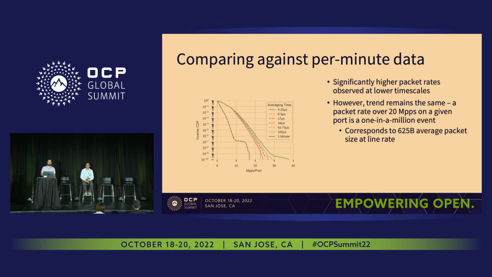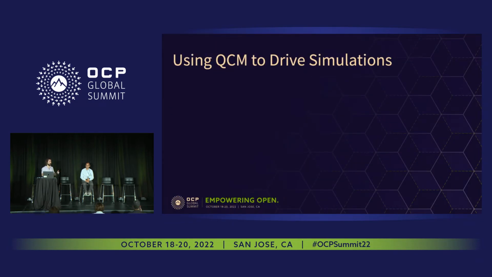So a packet rate over 20 million packets per second is a 1 in a million event. But it corresponds to an average packet size of still about 600 bytes. So significantly above that 250 that switches are designed for currently. So how do we use this to make decisions about what we need to do with switches?